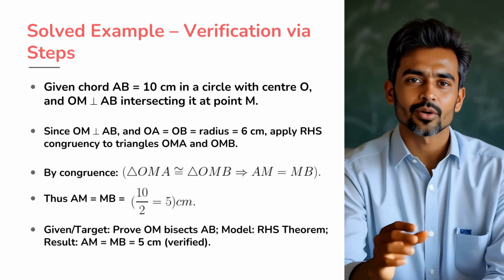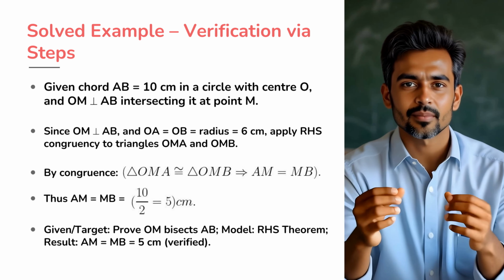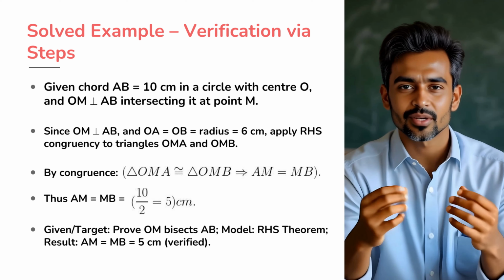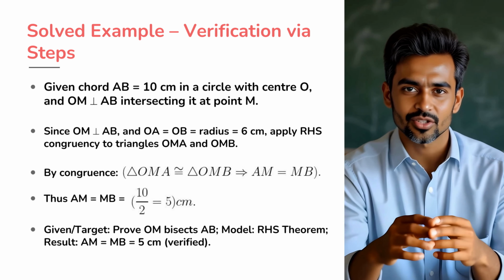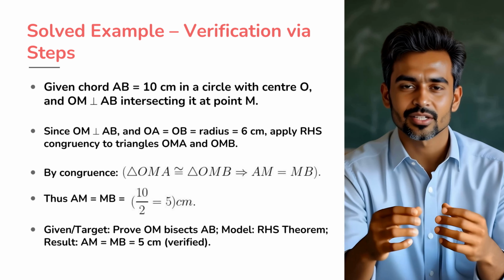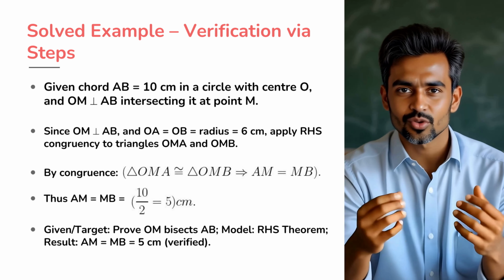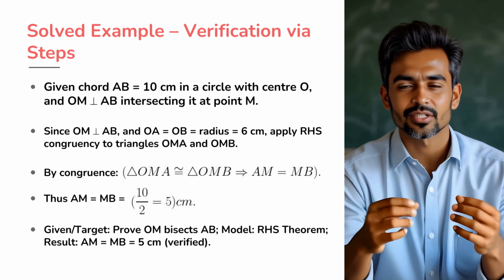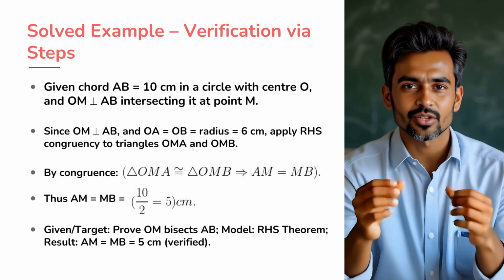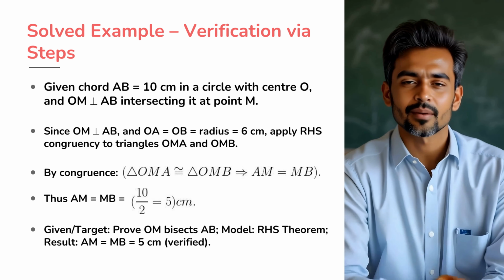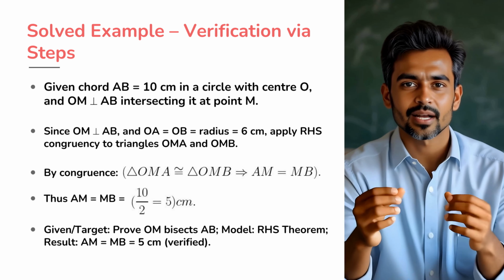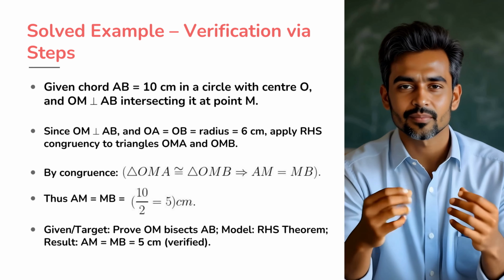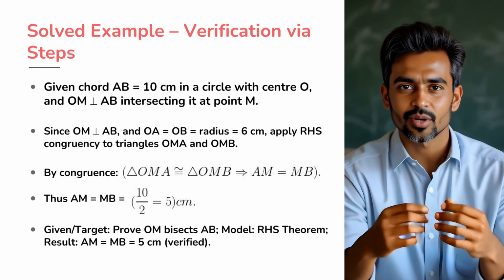Let's bring this theorem down to earth with an example. Shabash for those who love numbers. Suppose the chord AB is 10 centimeters long inside a circle with center O. The radius, that is, the length OA and OB, is 6 centimeters each. We drop a perpendicular from O to AB at point M, where OM is perpendicular to AB. We want to verify. Does OM bisect AB? Meaning, is AM equal to MB?